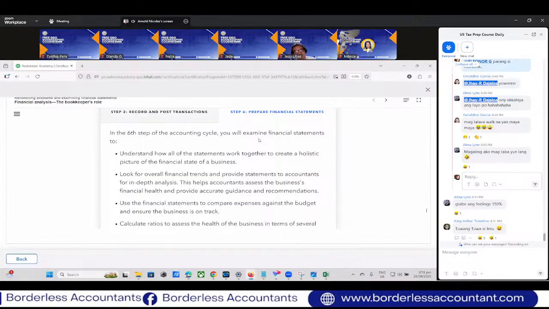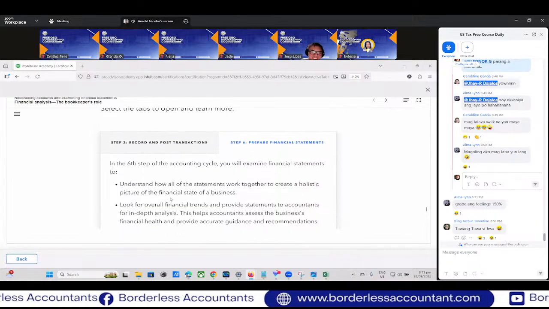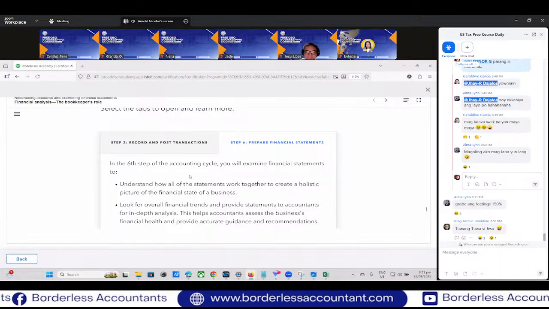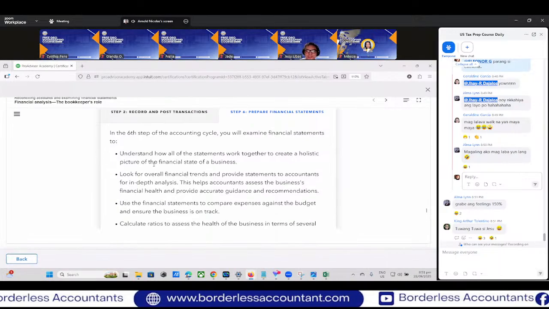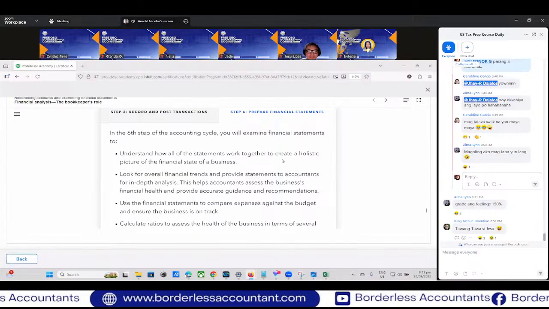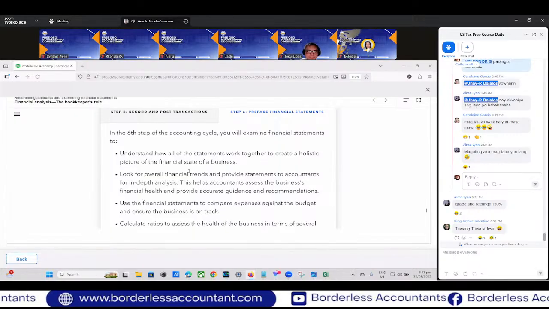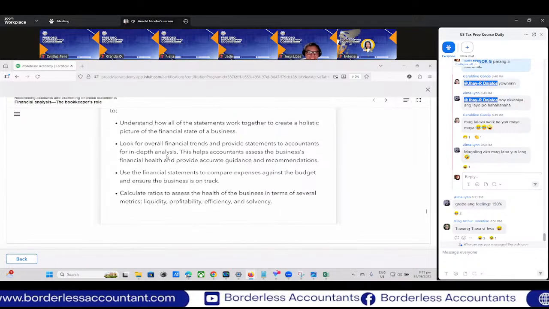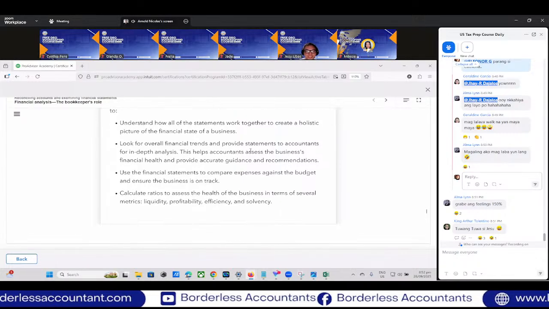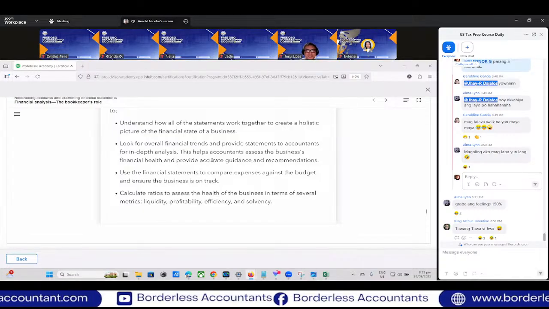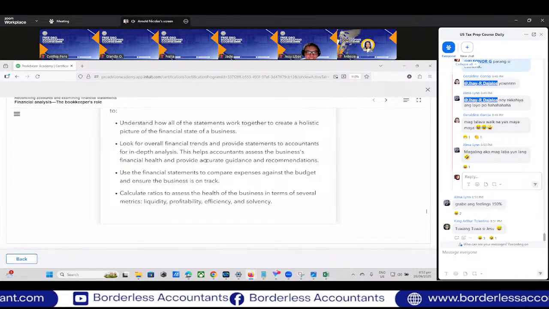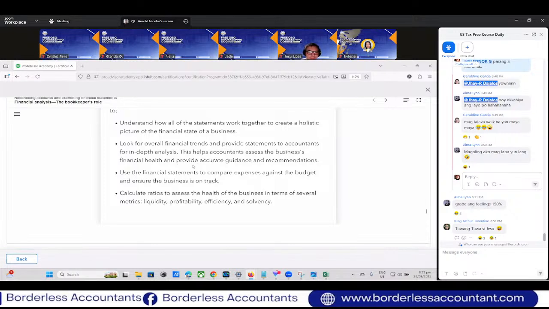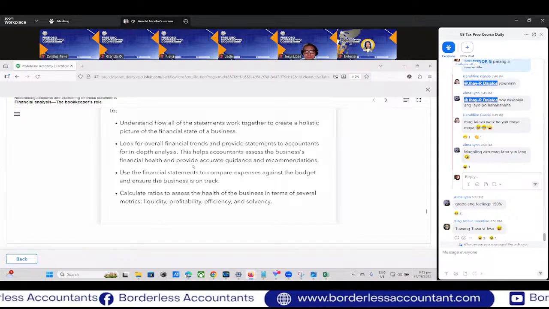Step 6, prepare financial statements. In the sixth step of the accounting cycle, you will examine financial statements to understand how all these statements work together to create a holistic picture of the financial state of a business. Look for overall financial trends and provide statements to accountants for in-depth analysis. This helps accountants assess the business's financial health and provide accurate guidance and recommendations.